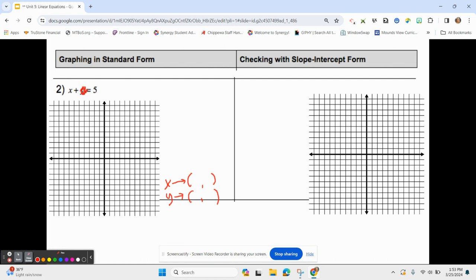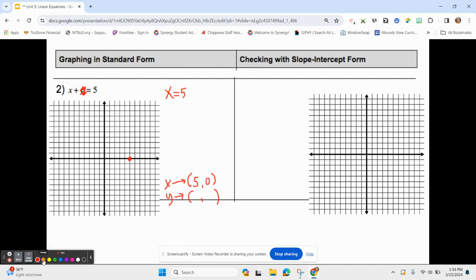And so I'm going to ignore this, but look at how quick we get our x-intercept. X equals 5. So my x-intercept is found at (5, 0). So on x: 1, 2, 3, 4, 5.